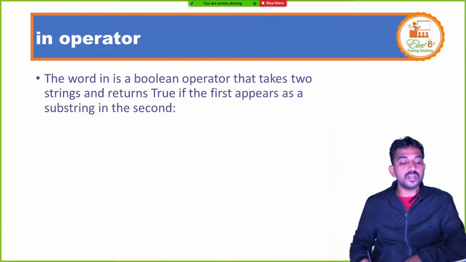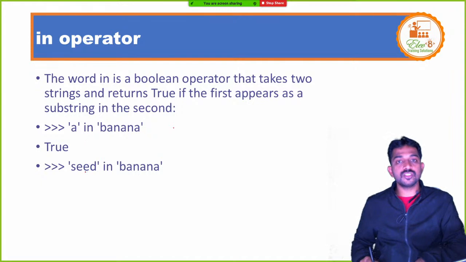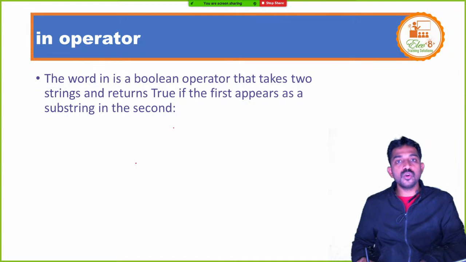The word "in" is a Boolean operator that takes two strings and returns true if the first appears as a substring. Let us see one example. "a" in "banana". Yes, a is there, right? So it returns true. "seed" in "banana". Seed is a string, right? Seed is not there in banana, so it returns false. Is this clear?